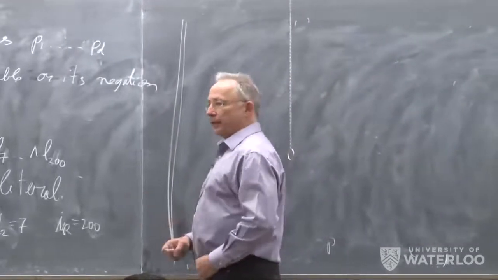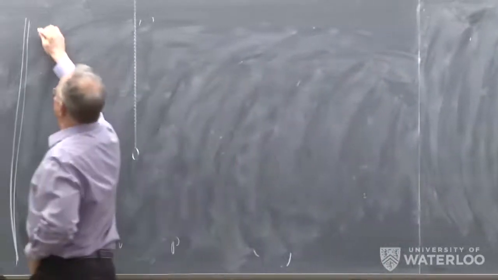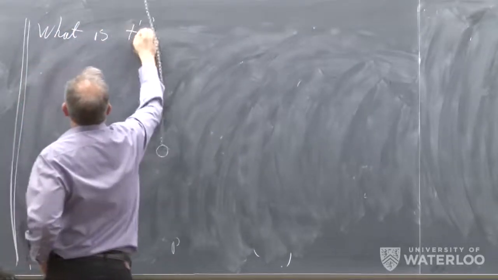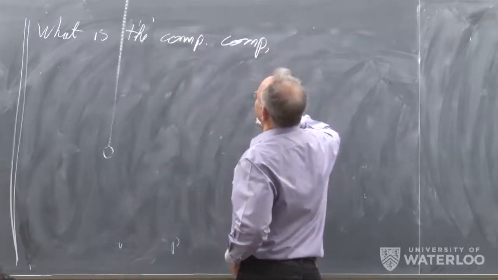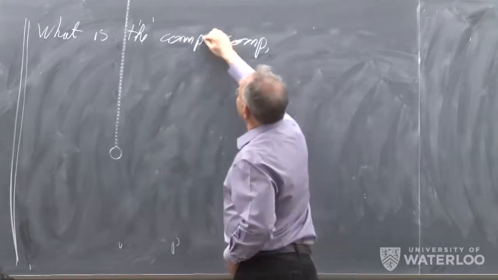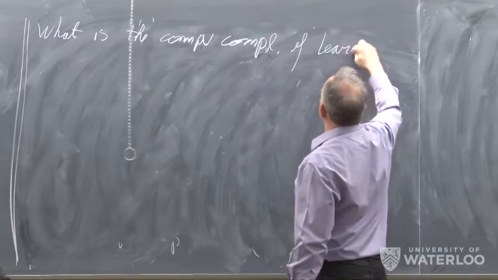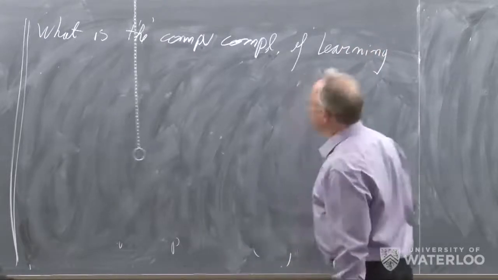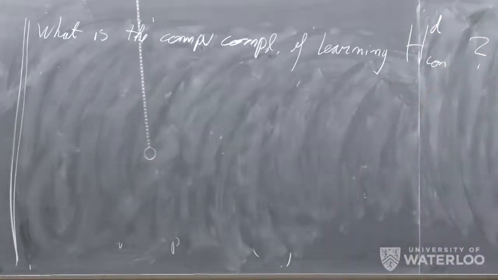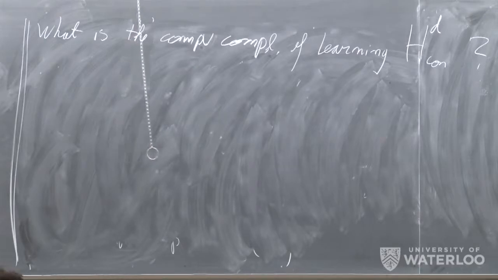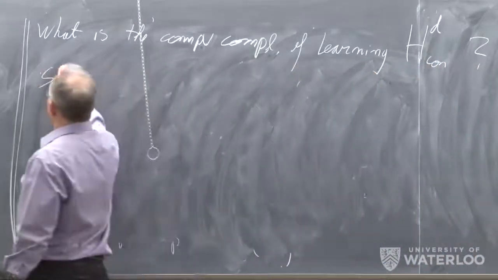Now we want to learn it, and we're going to do a very similar analysis to what we did before. So what is the computational complexity of learning this class, which I called H_con over d variables? Sorry, we have to do something to distinguish these two. We're going to do the same two steps. Step one, I want to estimate the sample size that I'm going to need.